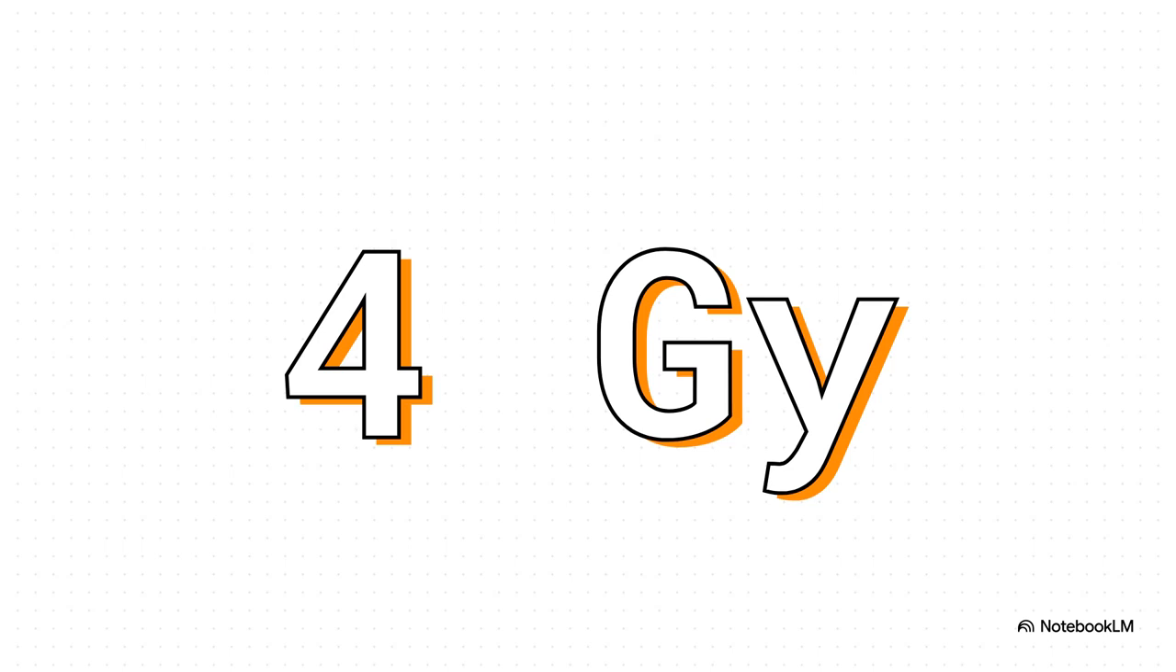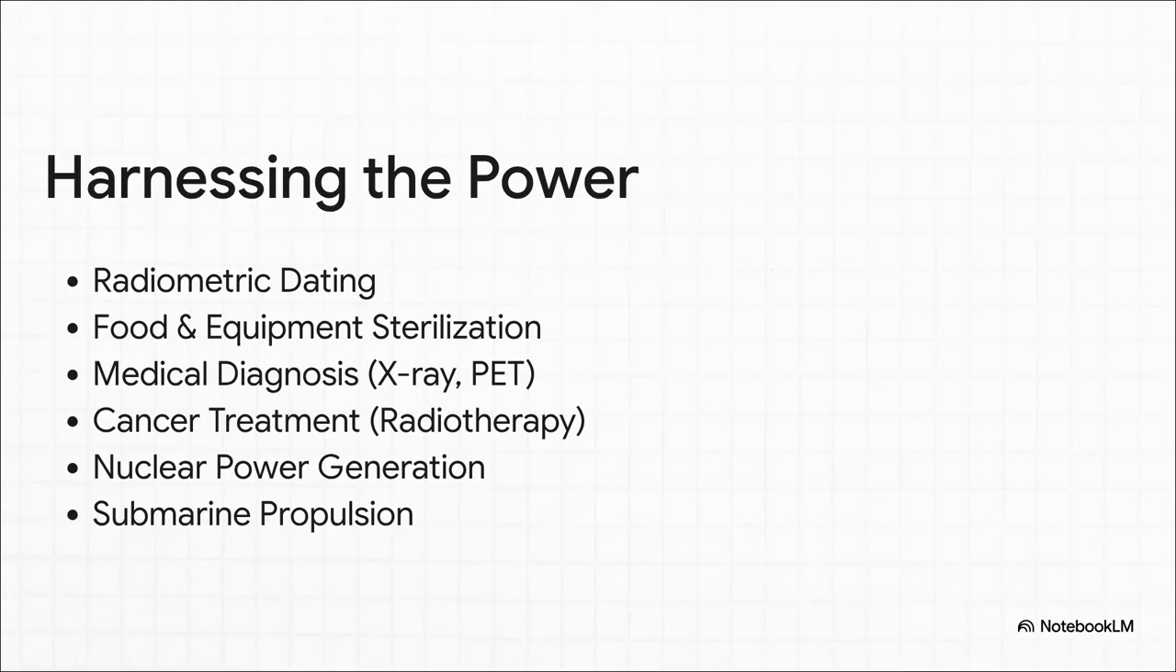A whole body dose of just 4 gray, that's the unit we use for absorbed radiation, is enough to be fatal for about half the people exposed to it. This stuff demands our respect. But by respecting that power, by understanding it, look at the amazing things we've learned to do. We can date ancient artifacts, sterilize our food and medical tools, see inside the human body to diagnose disease, treat cancer, generate immense amounts of clean power, and even propel submarines.